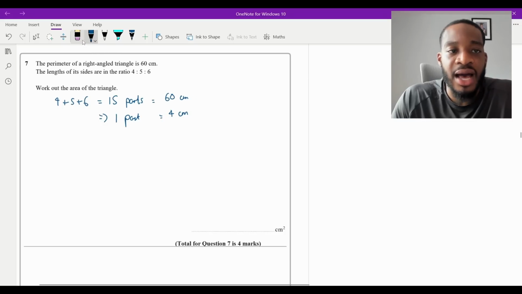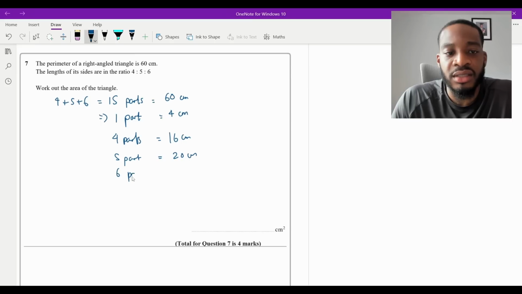And then from there, I can now figure out each of the lengths of our right angled triangle. So 4 parts, we're just going to times by 4. That's going to be 16 centimeters. 5 parts, we'll times by 5 will give us 20 centimeters. And then obviously 6 parts is going to give us 24 centimeters. So essentially what we have is a right angled triangle like this. Now, the longest side is 24, which is the hypotenuse. So it's going to be 24.